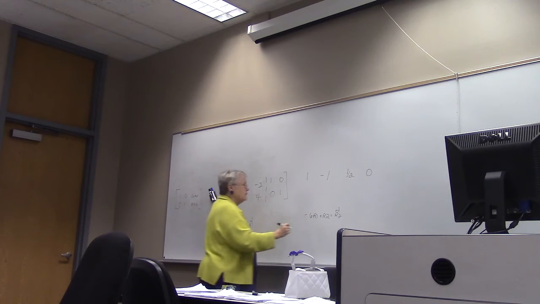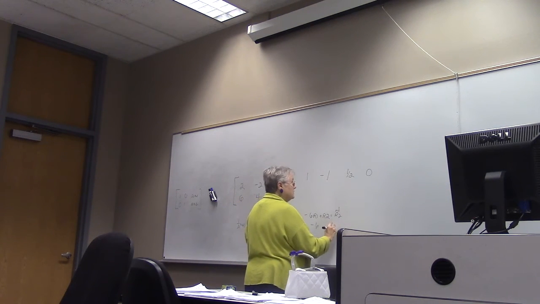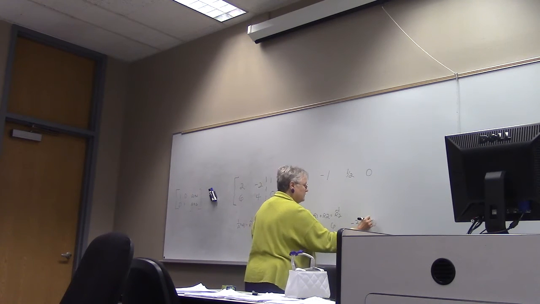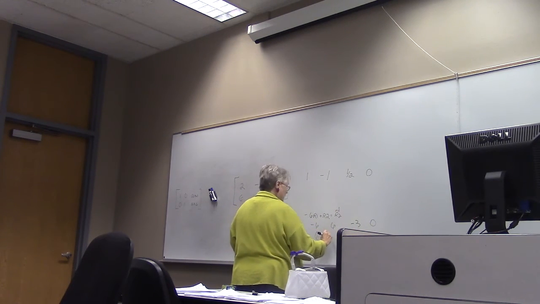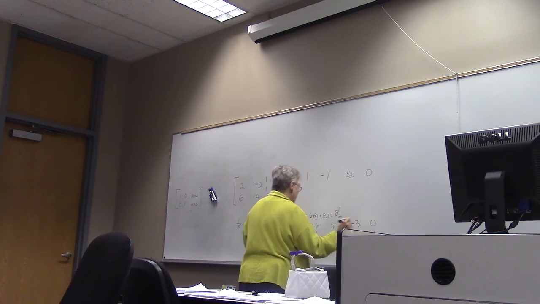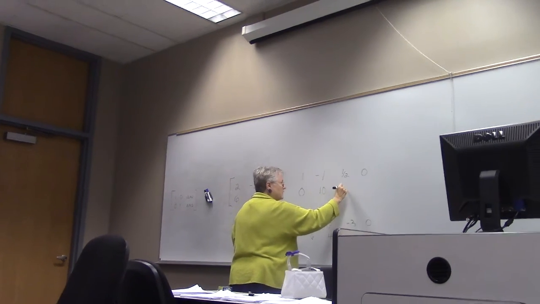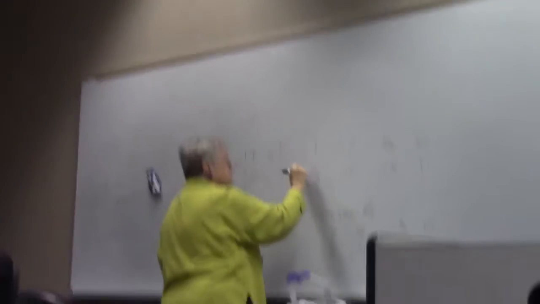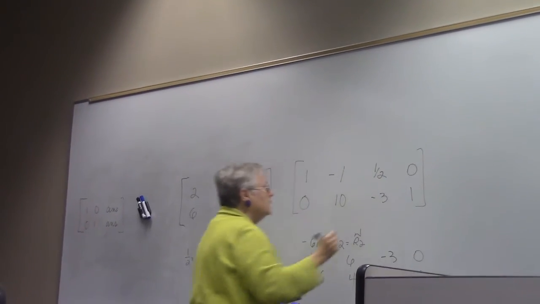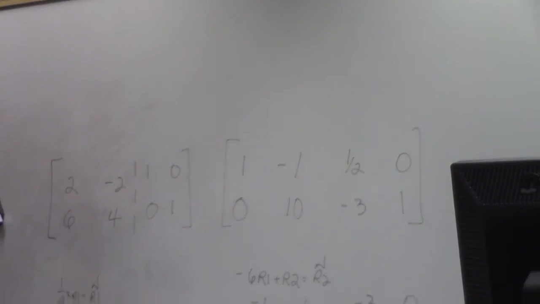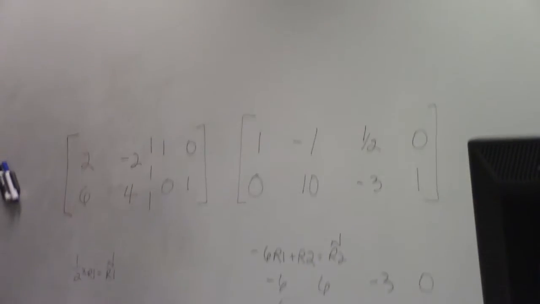So that'll give me -6, +6, -3, 0, 6, 4, 0, 1. So that'll be a 0, 10, -3, 1. -6 row 1 plus row 2, that row 2 is a new row 2. You okay with that? You're allowed to still keep the same row 1.